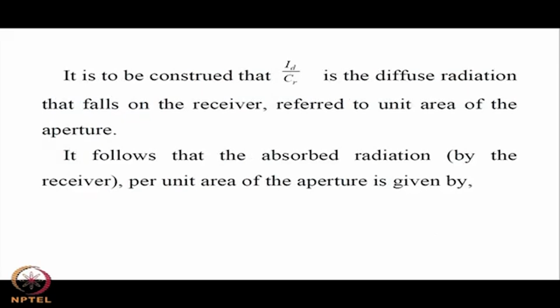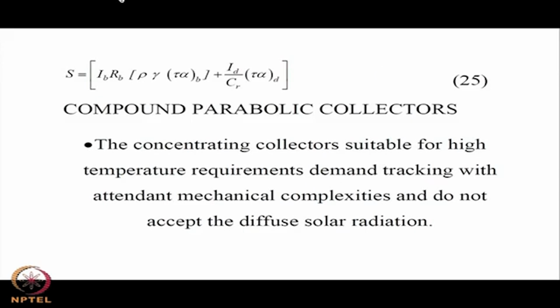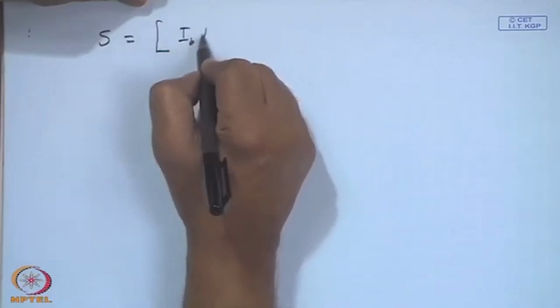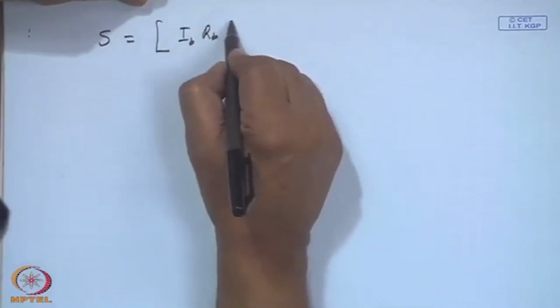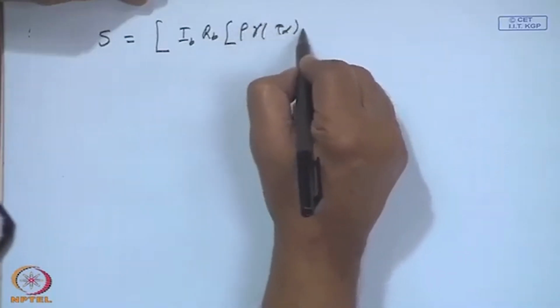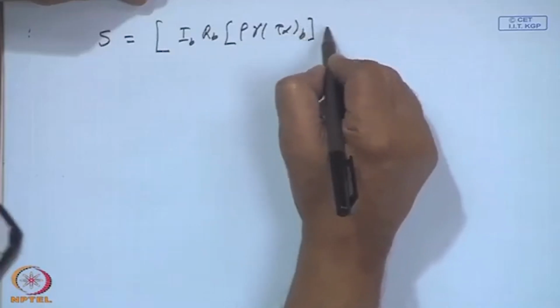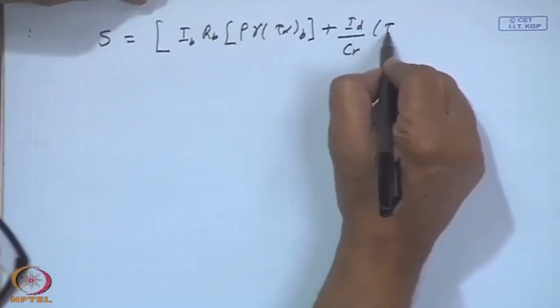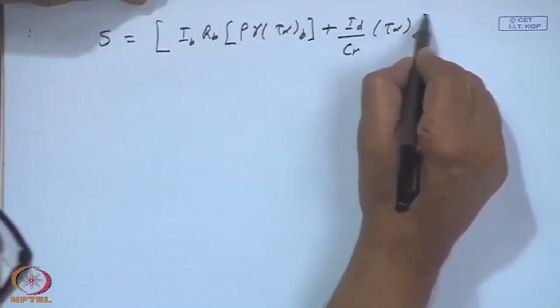So, it is to be construed that ID upon CR is the diffuse radiation that falls on the receiver referred to unit area of the aperture. So, it follows the absorbed energy should be IB RB, the radiation received, multiplied by the optical factors rho gamma tau alpha direct, plus ID upon CR multiplied by tau alpha for the diffuse component of the solar radiation.